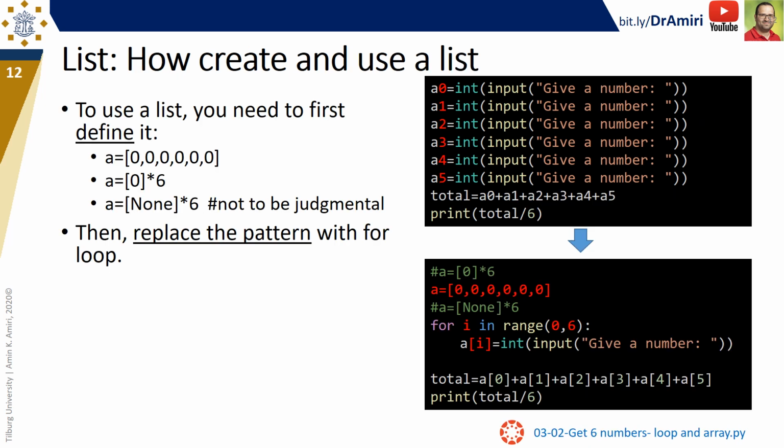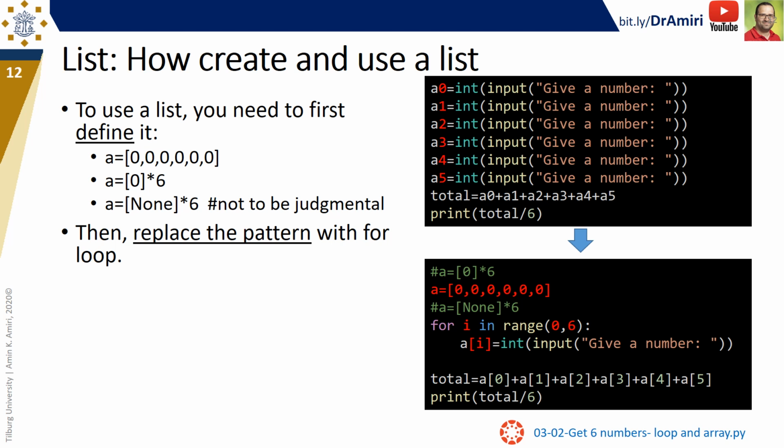So how do we change things when we see that the changing part is part of the name of the variables? First, we need to define a list. We see here that we have six variables. We are going to start giving them an index from 0 to 5, and then we just give them a number. So here, to define the list, I used 6 zeros to define A.